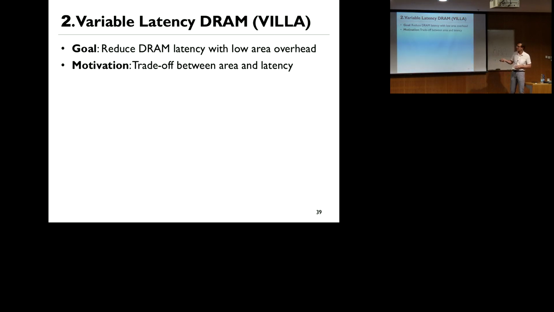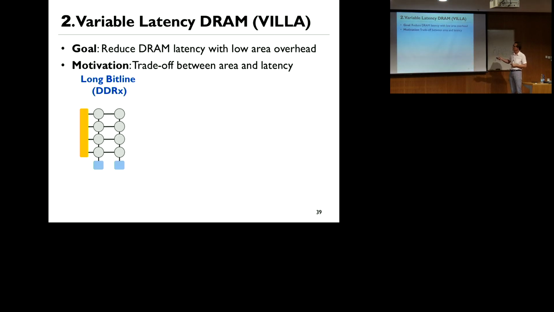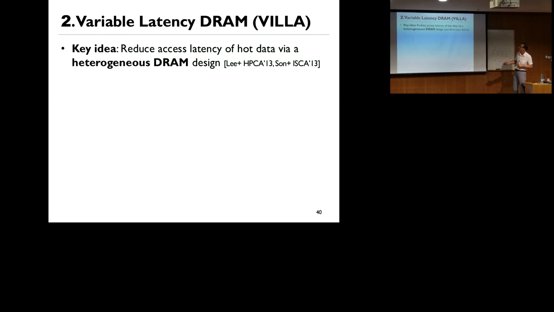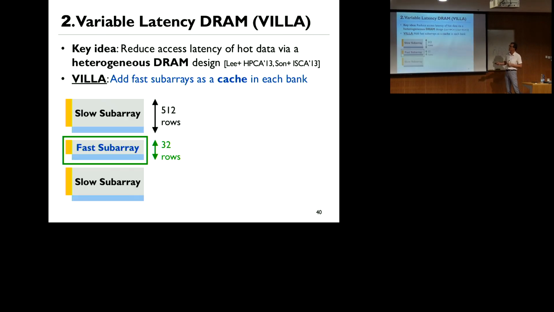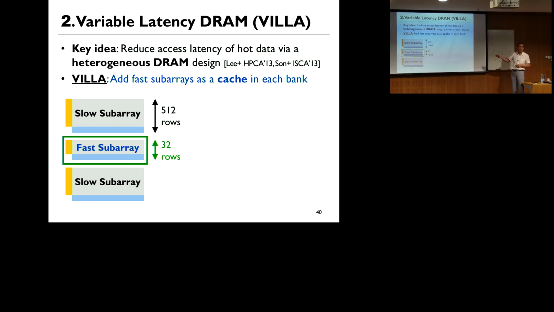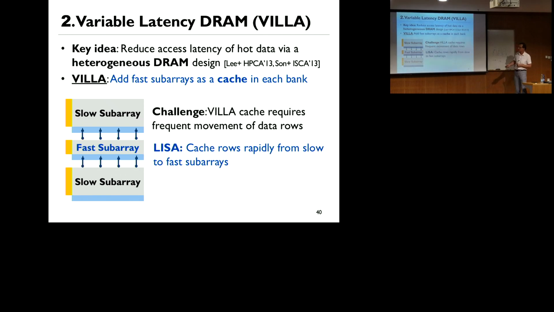So the next idea is variable latency DRAM. You have the long bit line, short bit line. We've already seen this. The problem is the short bit line architecture has high overhead. So the key idea is a heterogeneous DRAM design, with some fast subarrays and some slow subarrays. This was proposed before, but there was no way of quickly moving data from here to here so that you can have an efficient cache. Enabling these isolation transistors, interlinking these subarrays, enables you to cache the data very fast.